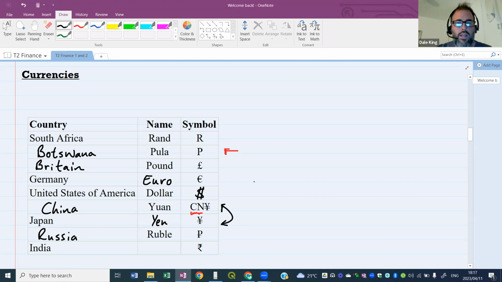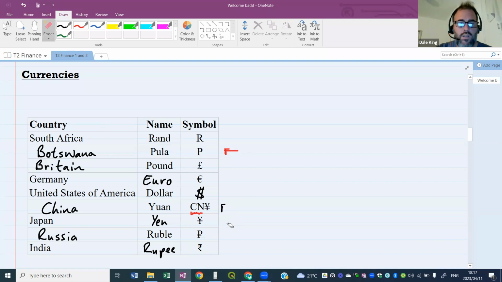And the last one, India. We've got this funny R here at the bottom. Rupee. Very good. Well done. Good job, guys. The rupee. Okay. Good job. Well done.